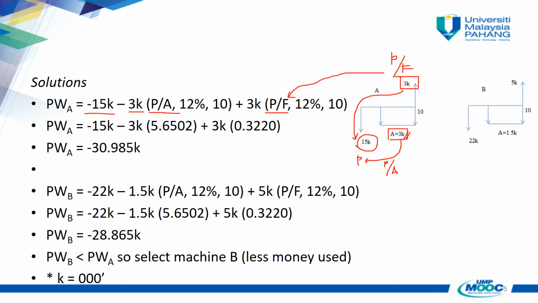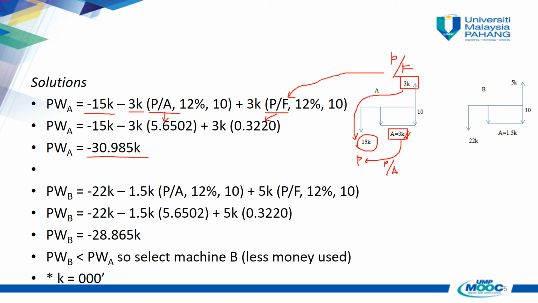So from the compound interest table, from the column finding P when you knew A, we will see that the value is 5.6502, and from the column finding P when you knew the F, the value is 0.3220. And then the total value for the present worth of A is negative 30,985. And after that, we calculate another option, the machinery B.